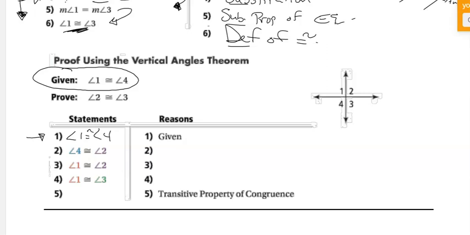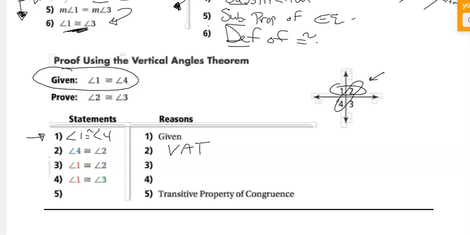Now let's start going through this. How do we know that 4 is congruent to 2? Vertical angles theorem. Next, how do we know that 1 is congruent to 2 then?